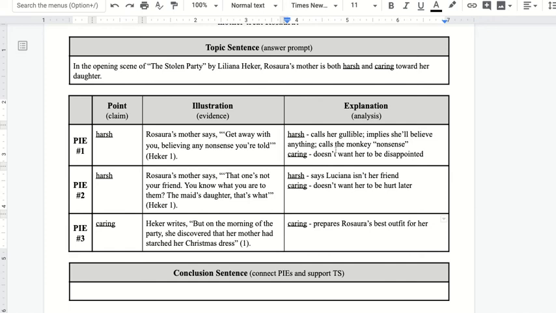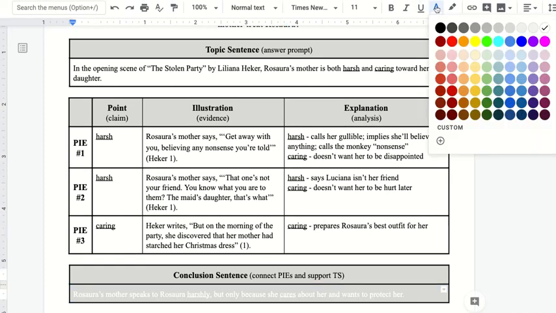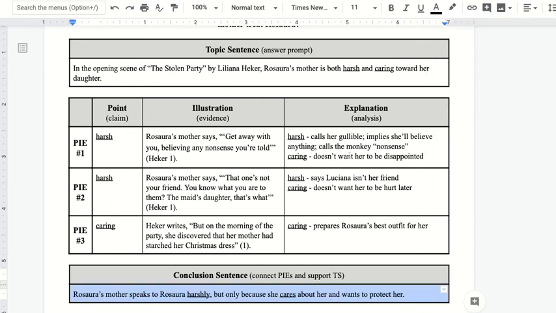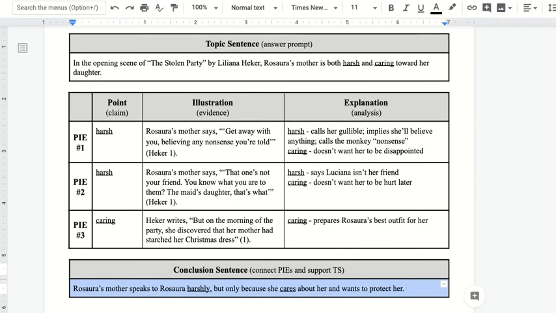And then the last thing I'm going to do is my conclusion sentence, which is connecting my three PIEs and linking them all together to the topic sentence. So Rosaura's mother speaks to Rosaura harshly, but only because she cares about her and wants to protect her. So it kind of builds on the statement that I make in my topic sentence by adding a reason why she is both harsh and caring.